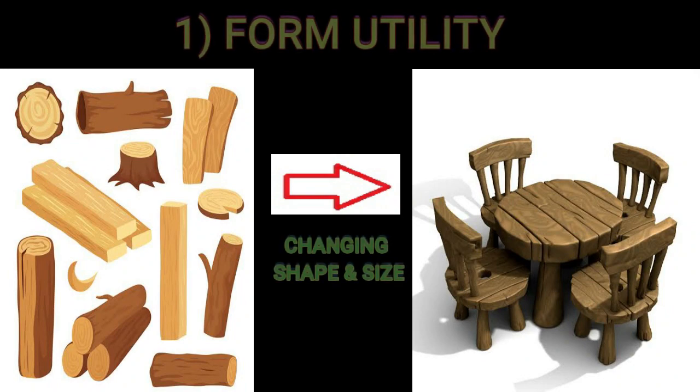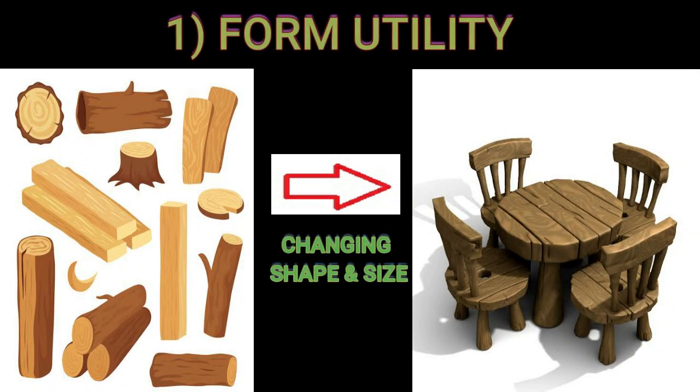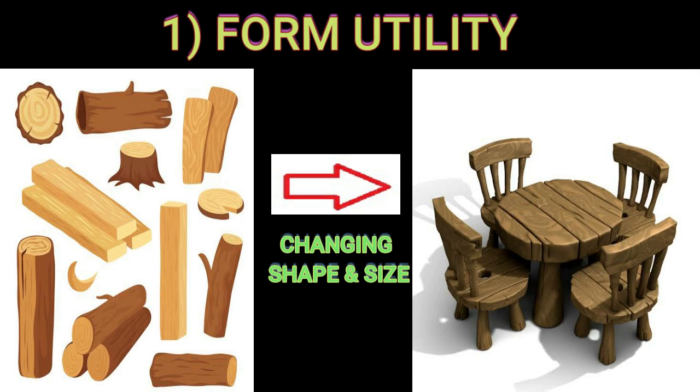Students, now we will discuss the types of utility. Number 1 is form utility. It means changing the shape and size of the product or commodity to create utility. Suppose you take the example of wood. In this case, you can transform the form of wood to furniture like a table, chair, etc. And the utility you get from the furniture is called form utility.